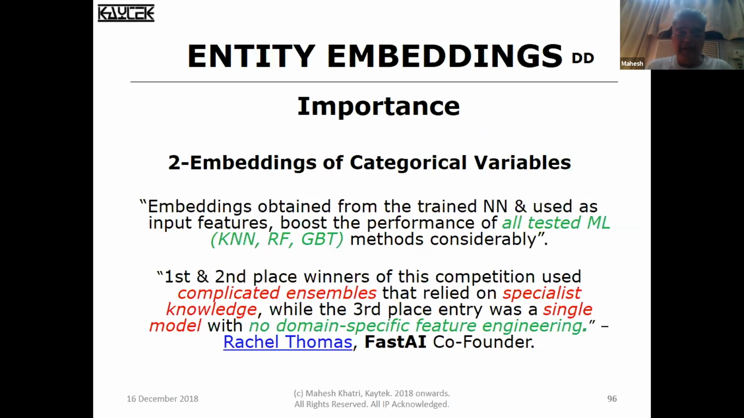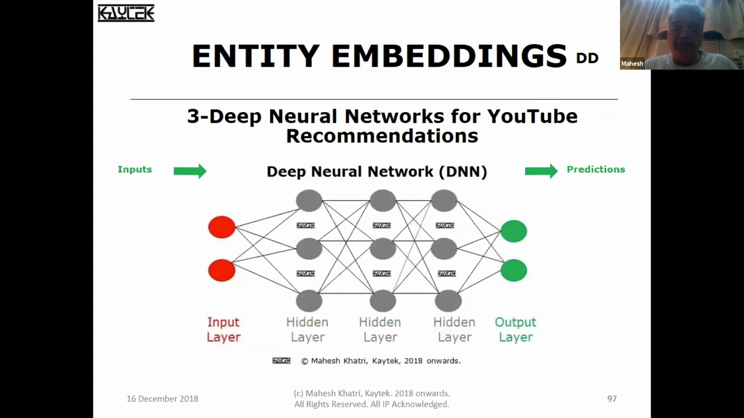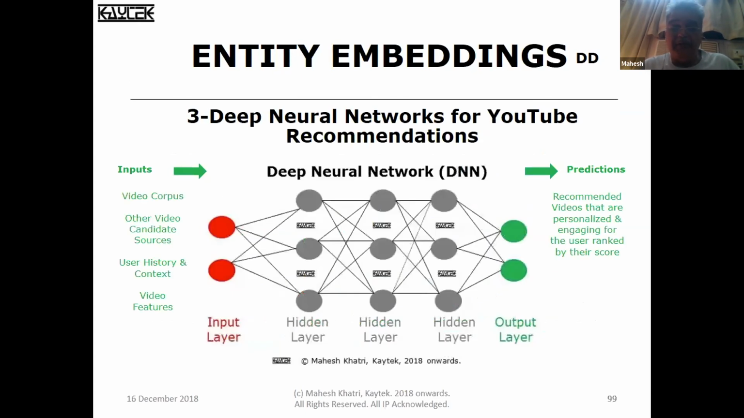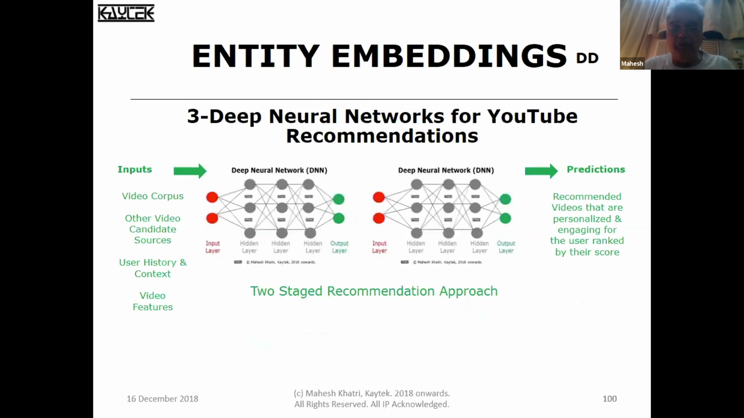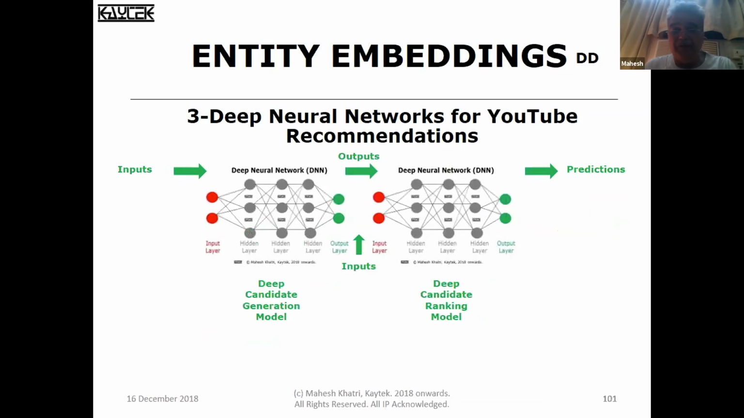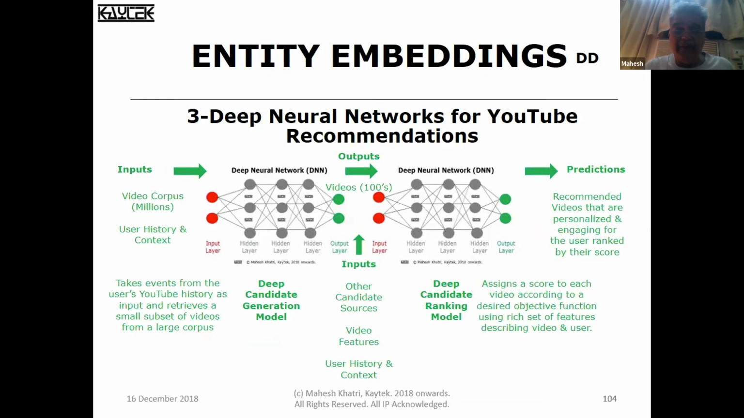The first and second place winners used an ensemble of models, whereas these guys only had a single model. The third is a very large YouTube network consisting of a billion parameters, billion input values. Here they actually have 2 networks. There is one network used for generating the YouTube videos that they would like to show you, and the second network ranks the YouTube videos. Both these networks use very extensive entity embeddings which are generated from multiple sources. It is not just one source.